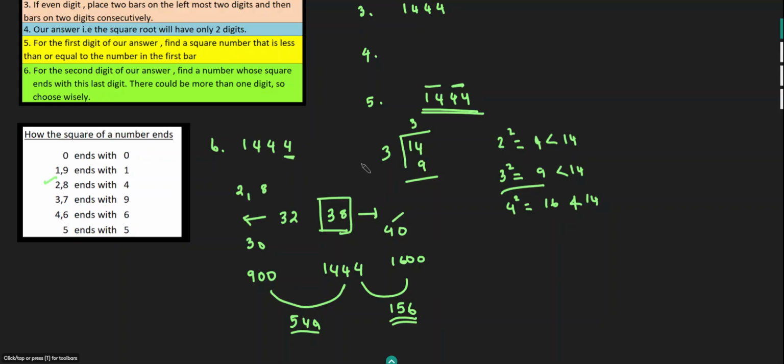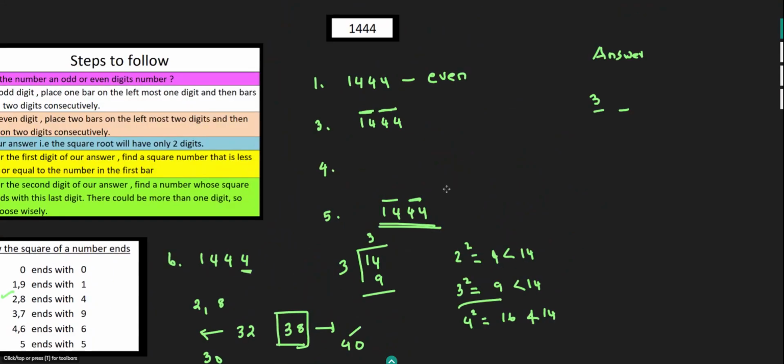So therefore our answer is 38. That is, the second digit of our number is 8. So the square root of 1444 is 38.